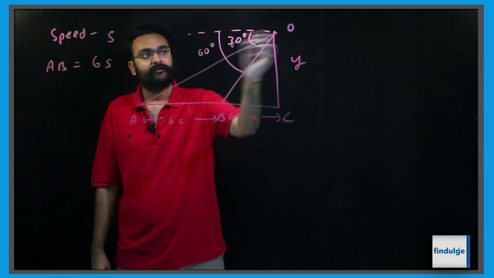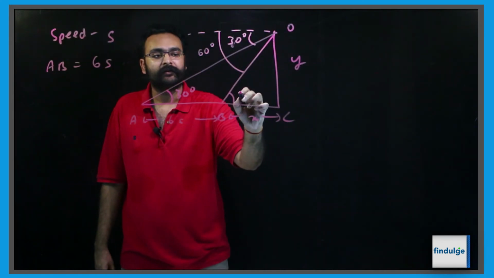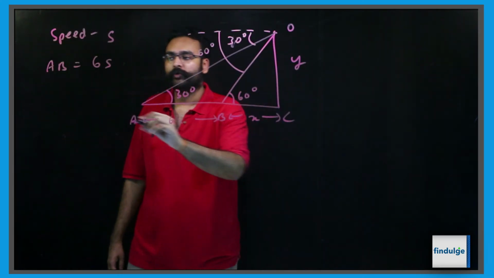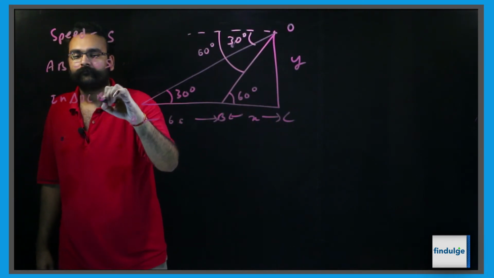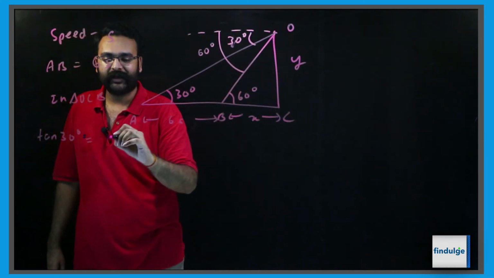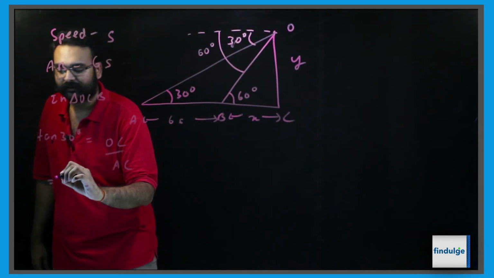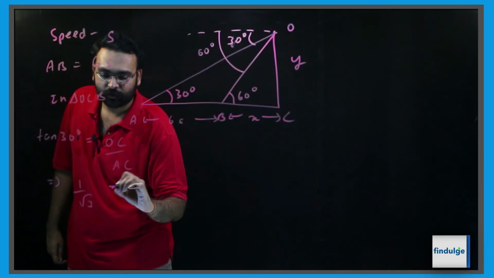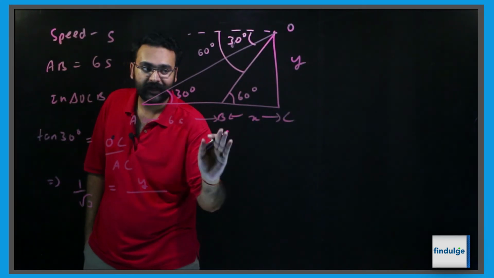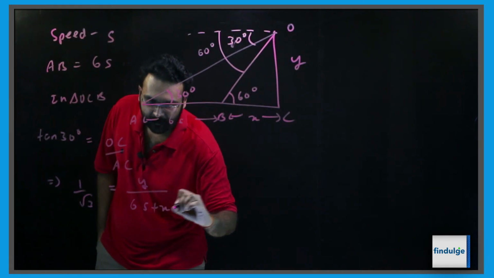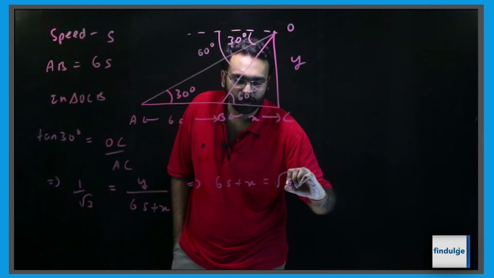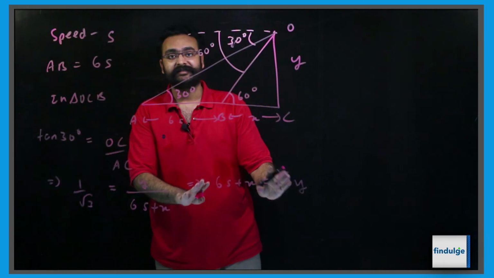So let's do that. Alternate interior angles, this is 30, this is 60. Let's create our equations. In triangle OCB, tan 30 degrees is equal to OC upon AC. Tan 30 is 1 by root 3, which is equal to OC, which is y, upon AC, which is nothing but AB plus BC, 6s plus x. So we end up getting an equation 6s plus x is equal to root 3y. Let us leave this over here.